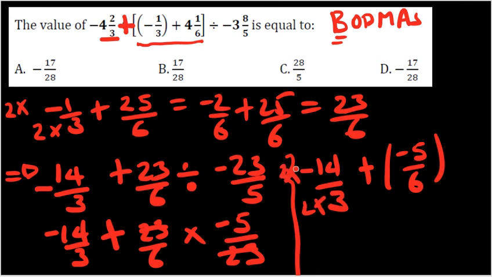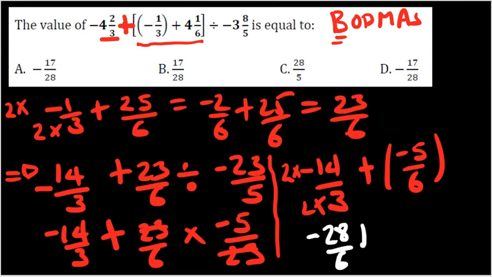Okay, to make it clear here, let's try to write this part. Yeah, multiply by 2 also this part. So the line, let's make it here. And let's change the color to make it unique. Then this is going to be negative 28 over 6 plus negative 5 over 6. You see now the denominators are the same. You can add, which will be negative 33 over 6.